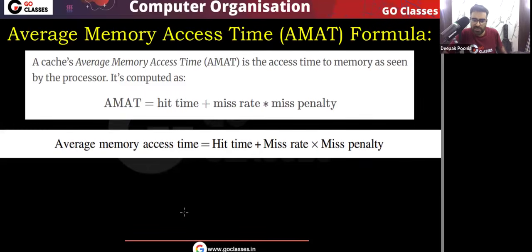And remember, we have a single level of cache memory, so this miss penalty is equal to main memory access time. Okay, all these concepts we have seen in our average memory access time lectures.